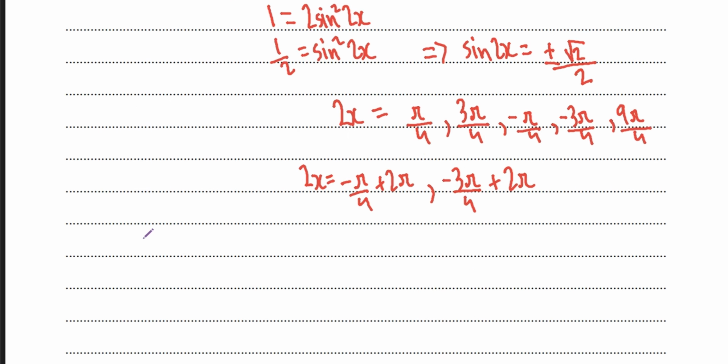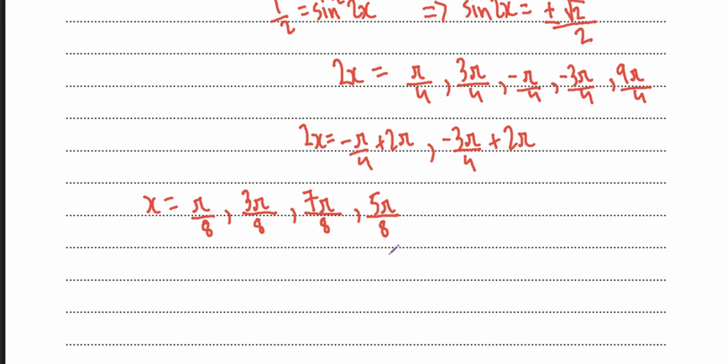So we have x is equal to, well, pi over 4 divided by 2 is pi over 8. 3 pi over 4 divided by 2 is 3 pi over 8. And then negative pi over 4 plus 2 pi is actually 7 pi over 4 divided by 2 is going to be 7 pi divided by 8. And negative 3 pi over 4 plus 2 pi should be 5 pi over 4. And then divided by 2 would be 5 pi over 8. So we have 4 turning points.